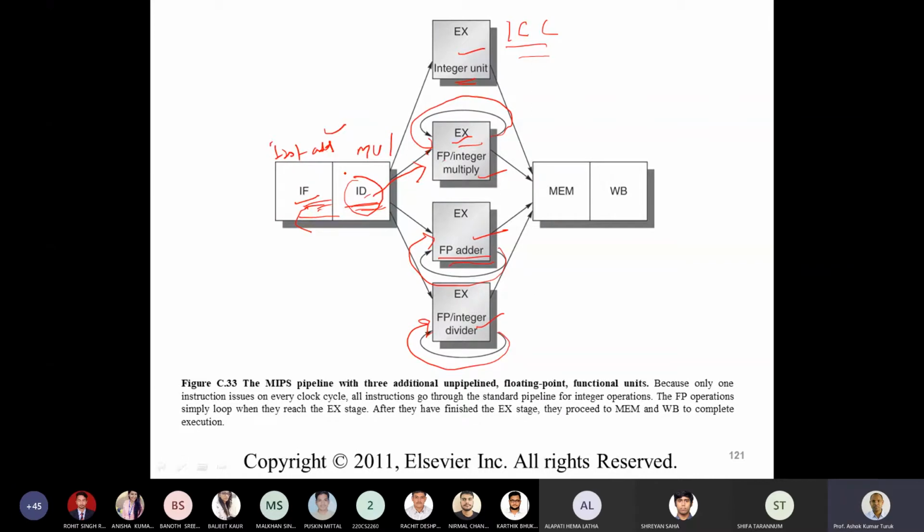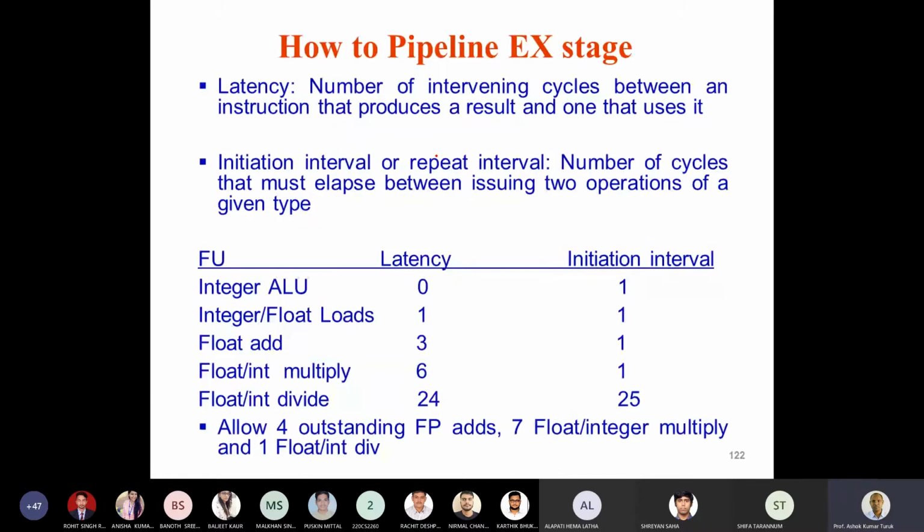Now, how to pipeline this? These are the functional units that take multiple clock cycles. If I can pipeline these functional units, then at every clock cycle an instruction can be issued. So let's look at how to pipeline the execution stage.